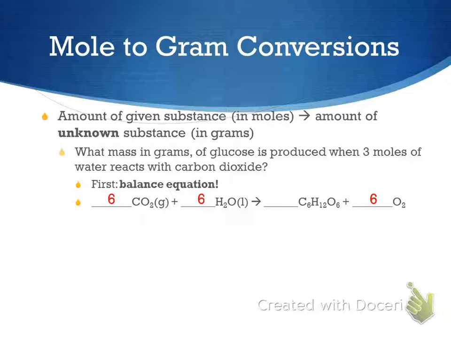I'll give you the balanced equation here so we don't have to spend time with that. Okay, what mass in grams of glucose is produced when 3 moles of water reacts with carbon dioxide? You know this is carbon dioxide, water, and oxygen, so that means this one has to be glucose. Okay, so we want to know the mass in grams of glucose, so that's our unknown right there.